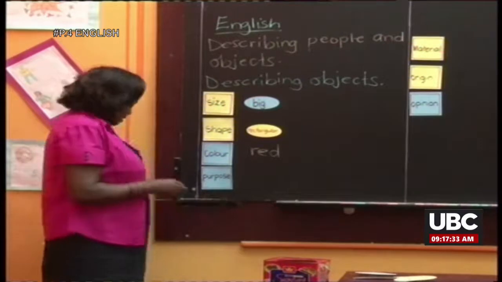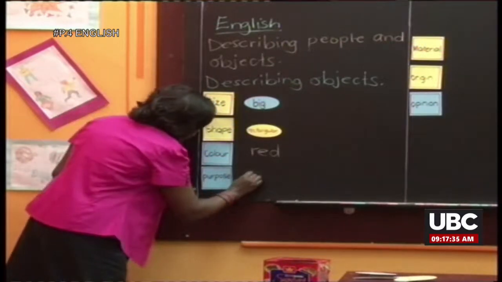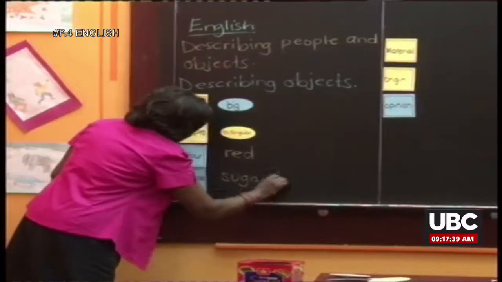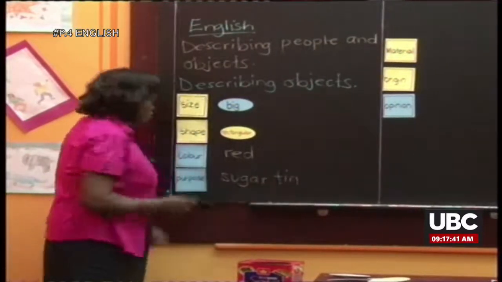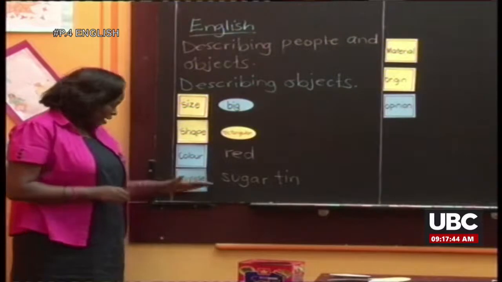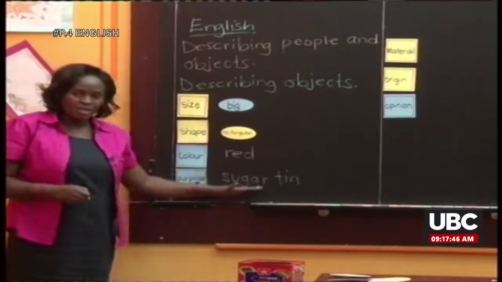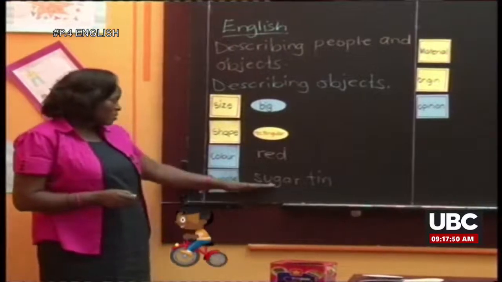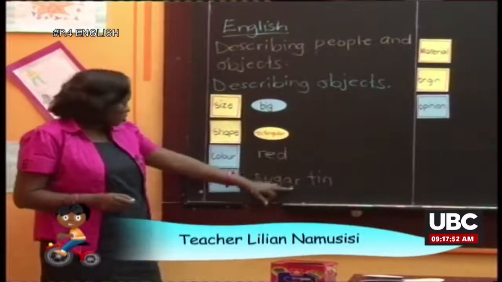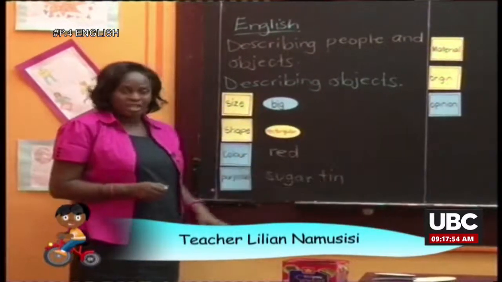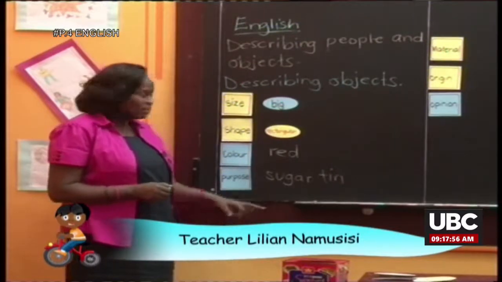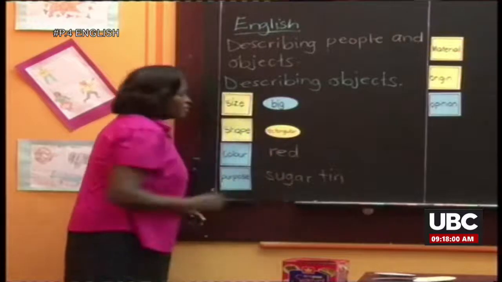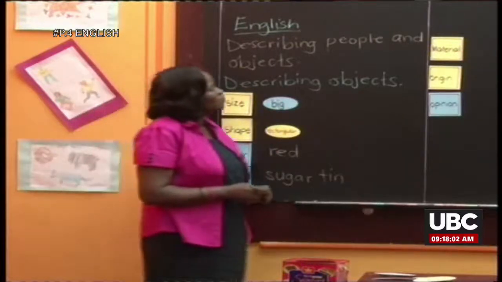And also purpose. You can say sugar tin. We call it sugar tin. We have given the purpose of our object. So if I say, can you bring me a sugar tin, I don't expect you to bring me a salt tin or a soap tin. You have to bring me the sugar tin. I'm trying to describe the objects which I'm looking for.